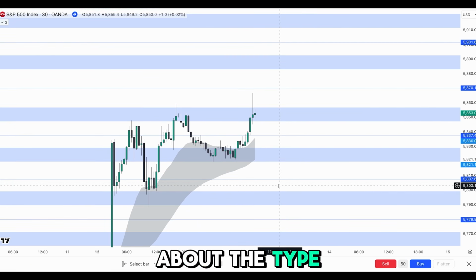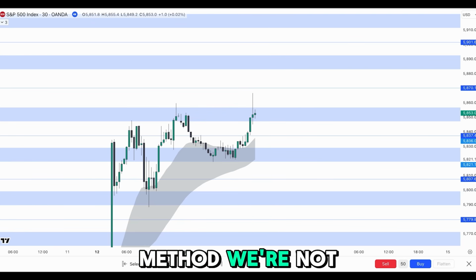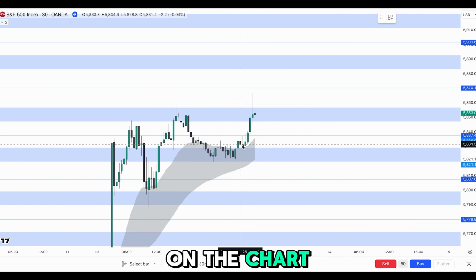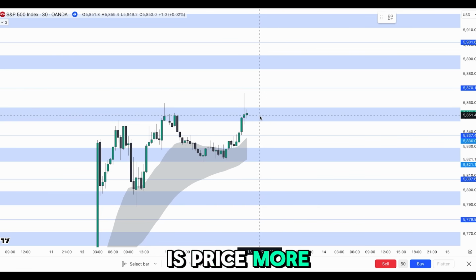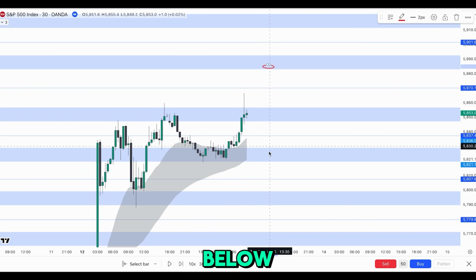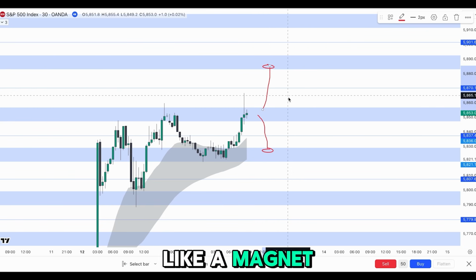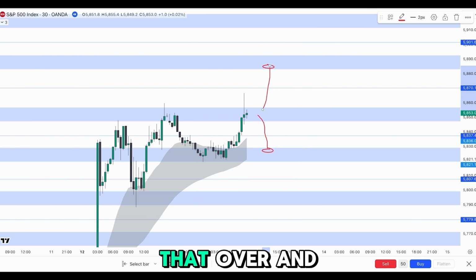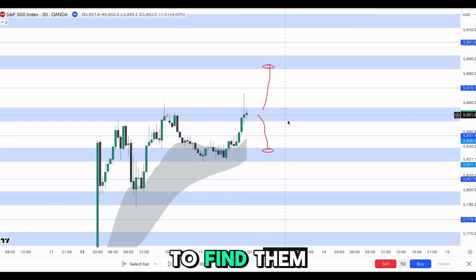Now let's talk about the type of trade we're actually taking. With the LCE method, we're not looking to predict every single movement on the chart. We're just asking one simple question. Is price more likely to move to the level above or the level below? That's it. Because price moves from one supply and demand level to another, like a magnet pulling it toward the next zone. It just does that over and over. And I'll link the video here where I tell you exactly how to find them.